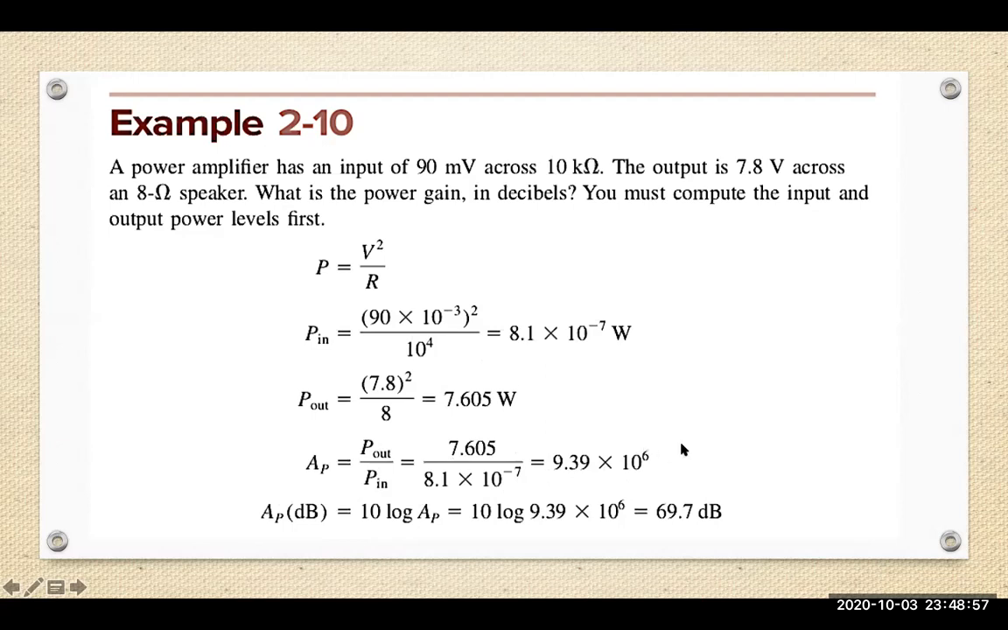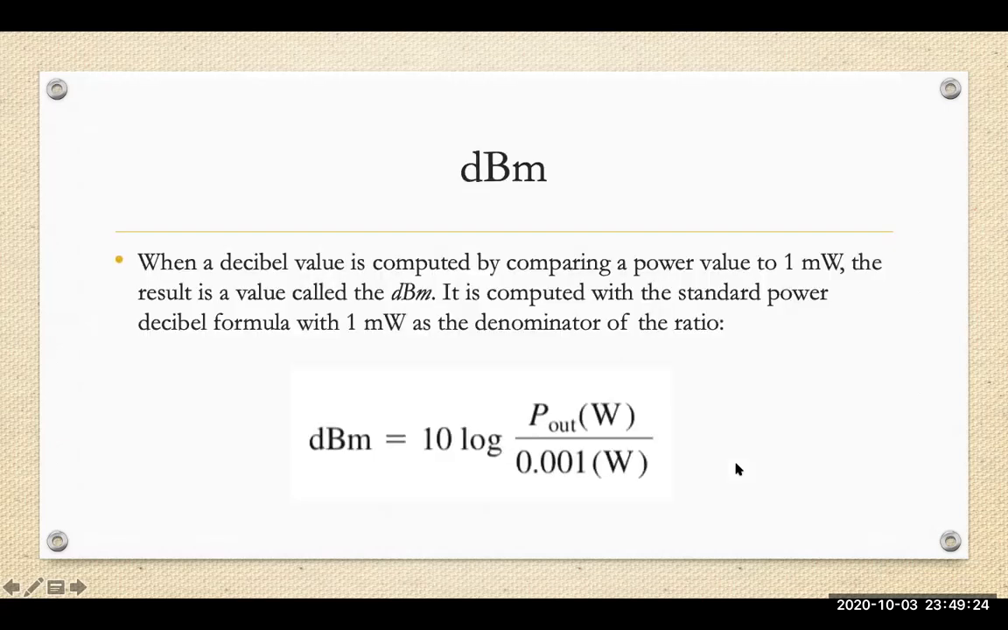Okay, or this is 9,390,000. Then we take the log, since we are asked to express the power gain in decibels. So 10 log of the power gain is equal to the dB value. So 10 log of 9.39 times 10 raised to 6 is equal to 69.7 decibels.